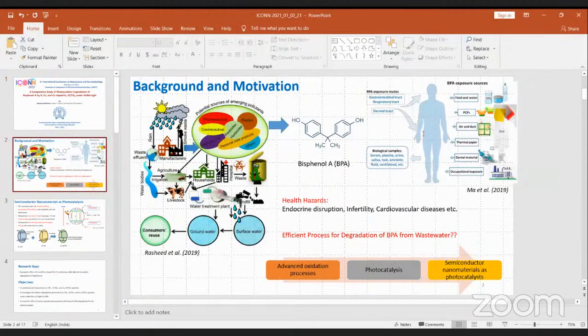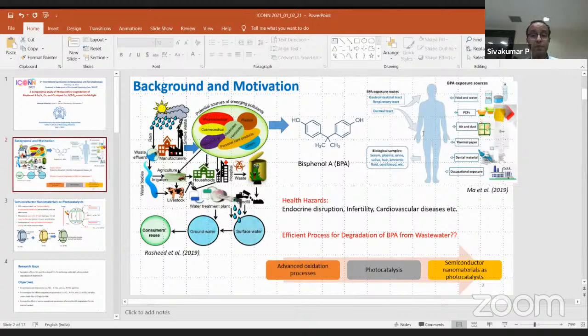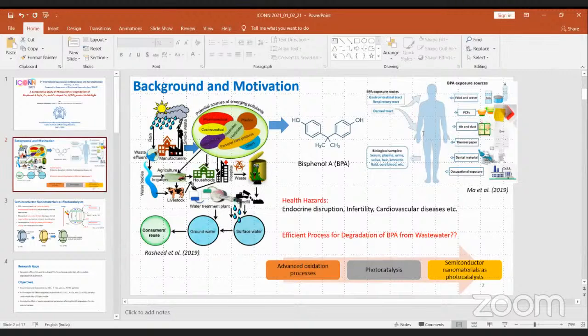So coming to the background and motivation, the presence of emerging contaminants are of great concern these days because these are persistent and bioaccumulate in our ecosystem with potential adverse impacts on human as well as environment. The potential sources of emerging pollutants includes pharmaceutical, pesticides, personal care products, plastic additives, etc. One such important emerging contaminant is bisphenol A, which has been used as a raw material for the preparation of epoxy and polycarbonate. They are mainly present as a lining material in our daily care products, water containers, canned food and beverage, etc.